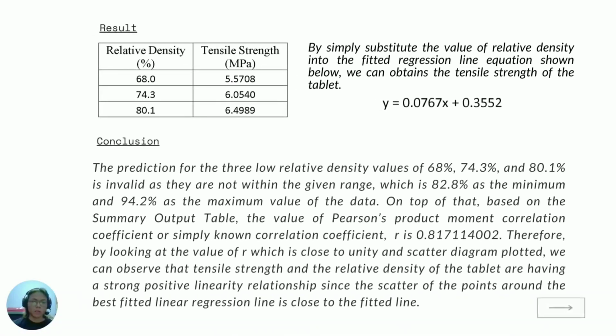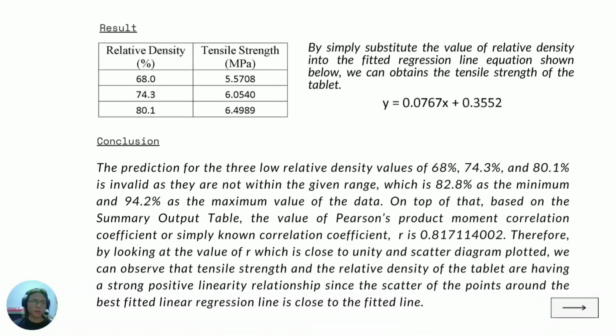Okay, now let's take a look at the result. To find the value of tensile strength for each relative density, we can just use the fitted regression line equation as shown on the right side there. For example, when we substitute 68% into the x variable, we will get 5.5708 megapascal. For 74.3%, we will get 6.0540 megapascal. And lastly, for 80.1%, we will get 6.4989 megapascal.